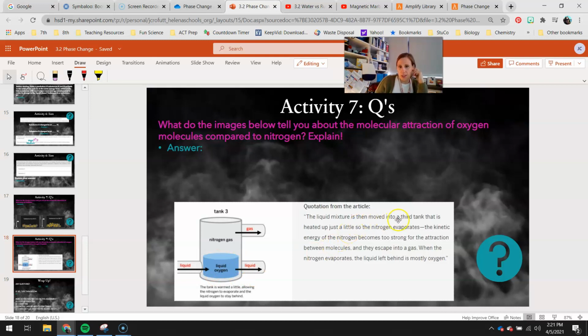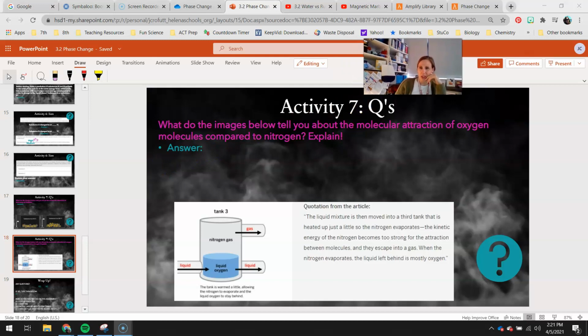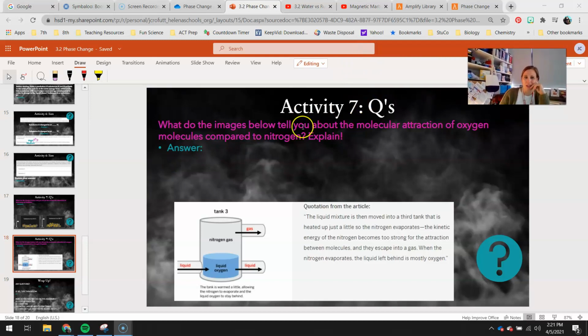So the liquid mixture is then moved into a third tank that is heated up just a little bit so the nitrogen evaporates. The kinetic energy of the nitrogen becomes too strong for the attraction between molecules, and they escape into a gas. When the nitrogen evaporates, the liquid left behind is mostly oxygen. So what do the images below tell you about the molecular attraction of oxygen molecules compared to nitrogen?